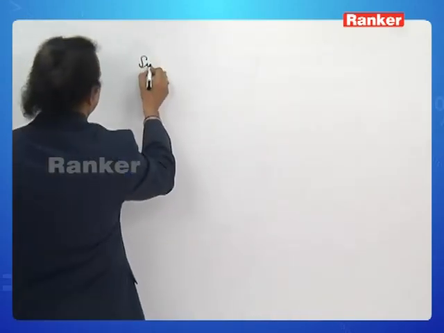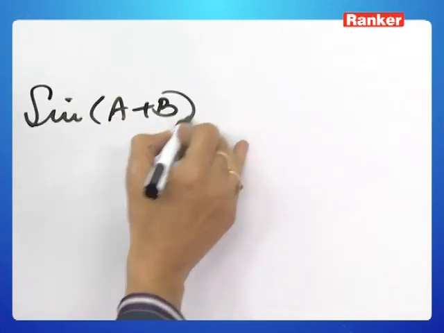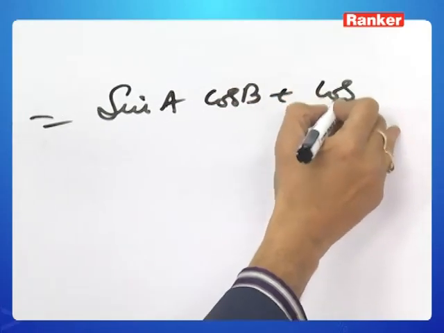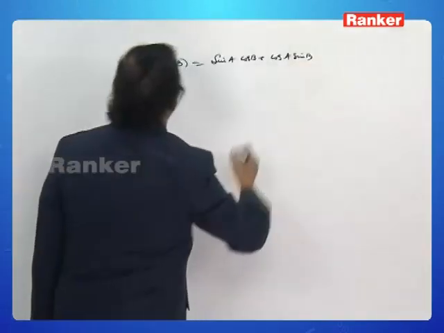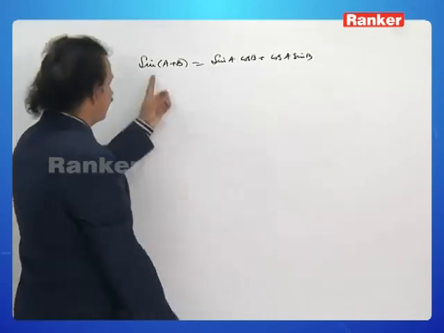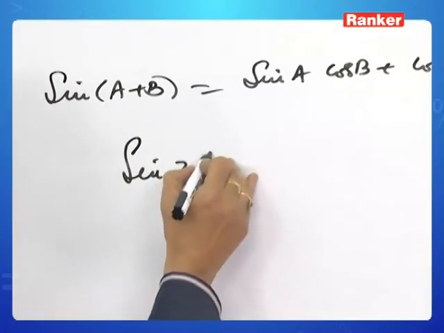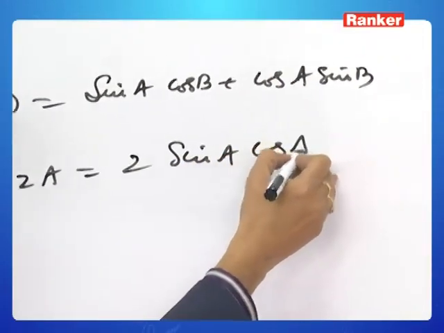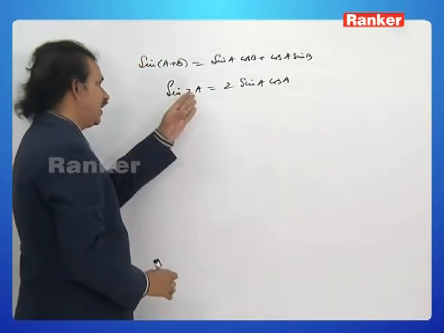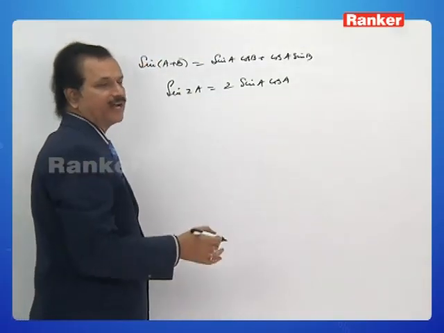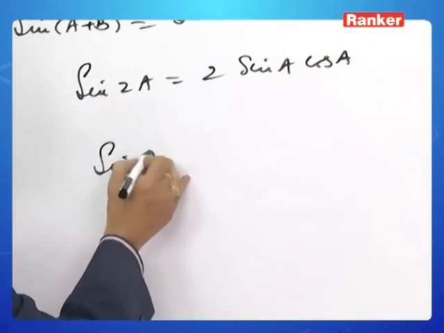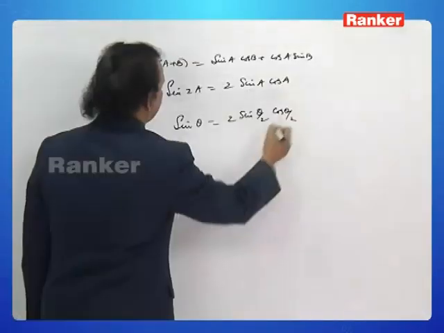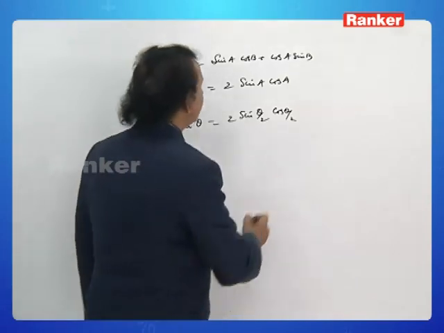We know that sine of A plus B is equal to sin A cos B plus cos A sin B. Put B is equal to A, what happens? Sin of A plus A, sin 2A is equal to 2 sin A cos A. Now you replace A by some theta by 2, A is equal to theta by 2, then 2A is theta. Sin theta is equal to 2 sin theta by 2 cos theta by 2.